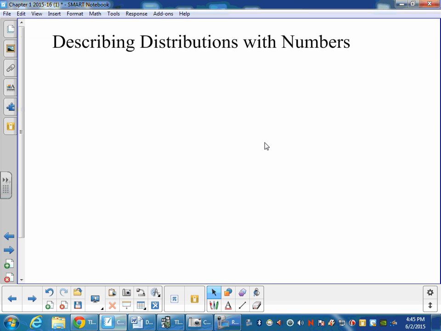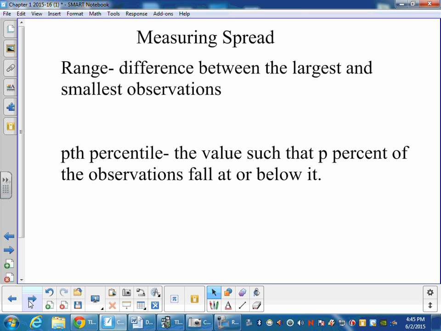Now, as we continue to describe our distribution with numbers, there's more ways we can look at this data. And measuring spread. Spread is how far apart the data is. One way to measure spread is to look at the range. That's the difference between the largest and the smallest observations. So you find those two values and subtract them, and that's your range.